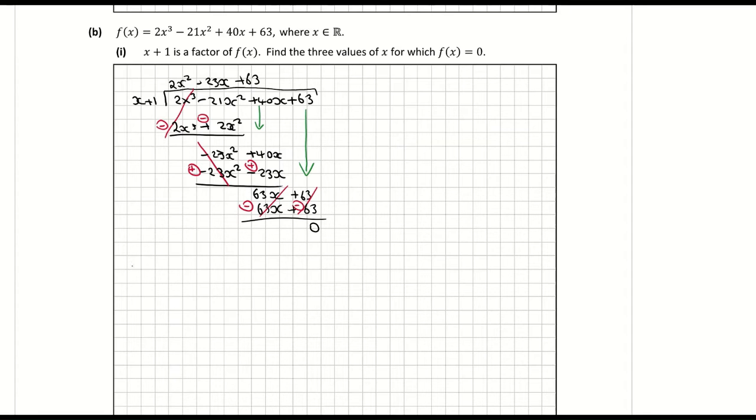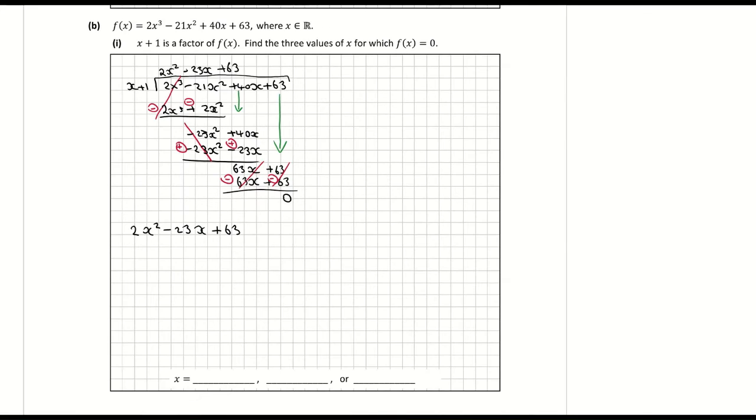So I now have my factor x plus 1, but I have another factor here, which is 2x squared minus 23x plus 63. Now, so I've left myself with a quadratic equation here, 2x squared minus 23x plus 63. So I'm going to use my minus b formula here from my log tables to factorize this. So x is equal to minus b plus or minus the square root of b squared minus 4ac all over 2a. a is my 2, b is minus 23, c is positive 63.